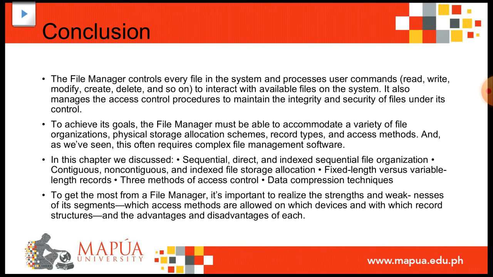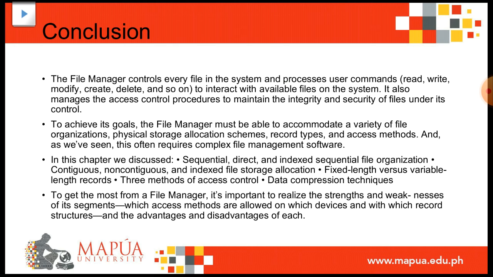So for our conclusion, the file manager controls every file in the system and processes user commands read, write, modify, create, delete, and so on to interact with available files on the system. It also manages the access control procedure to maintain the integrity and security of files under its control. Second, to achieve its goal, the file manager must be able to accommodate a variety of file organization, physical storage allocation schemes, record types, and access methods. And as we've seen, this often requires complex file management software.